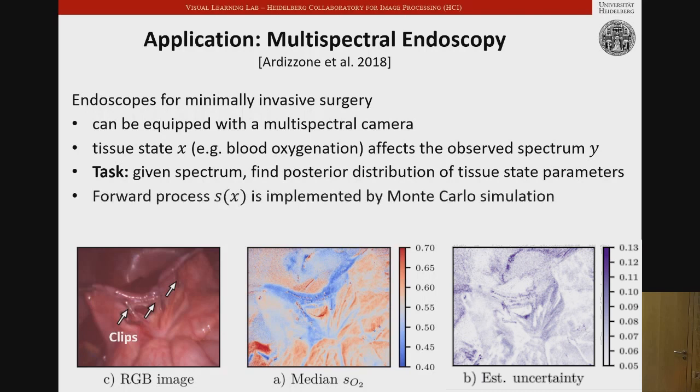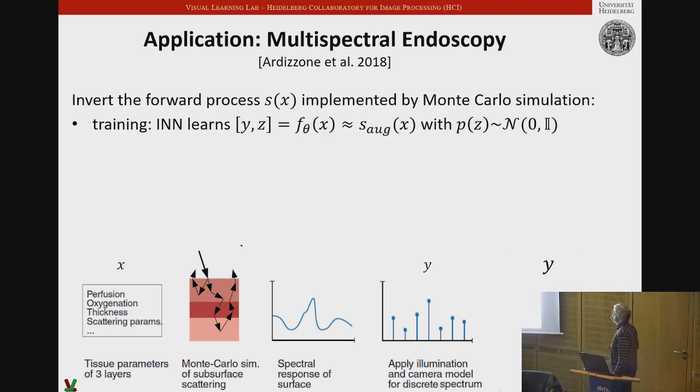And the forward process has been implemented as a Monte Carlo simulation, which I explain on the next slide. So here, there is a set of tissue parameters like oxygenation, but also tissue thickness and scattering parameters of the tissue. And then the simulation is essentially ray tracing. So you have some rays and they are scattered and absorbed, and then eventually they escape, and it gives you this spectrum. If you repeat this with many, many rays, you can then discretize the spectrum according to the properties of your camera, and that's your observation Y.